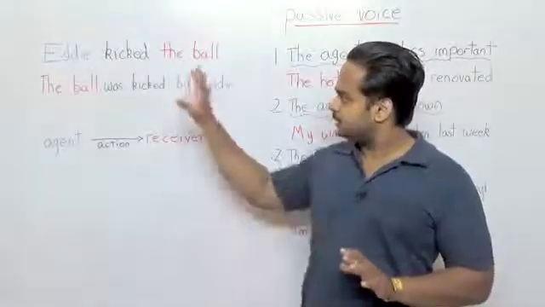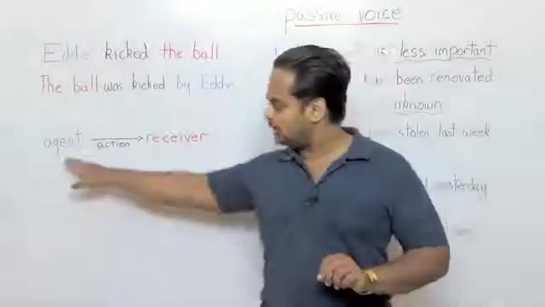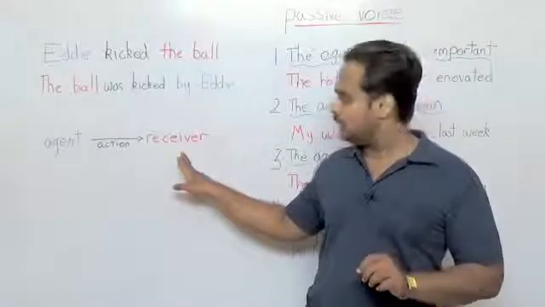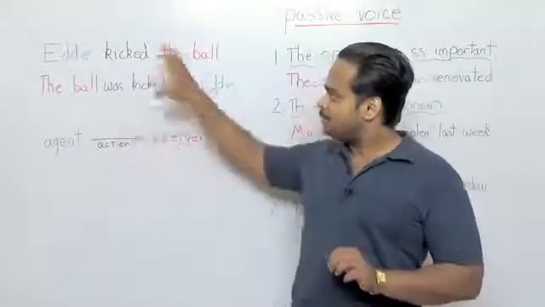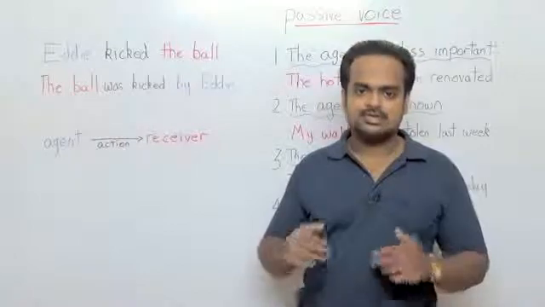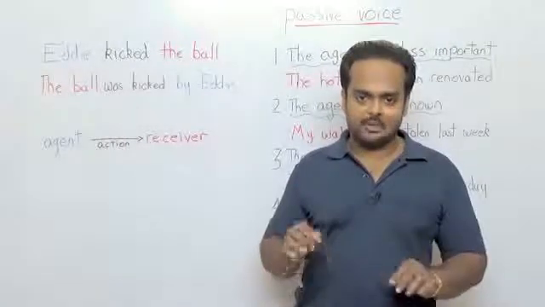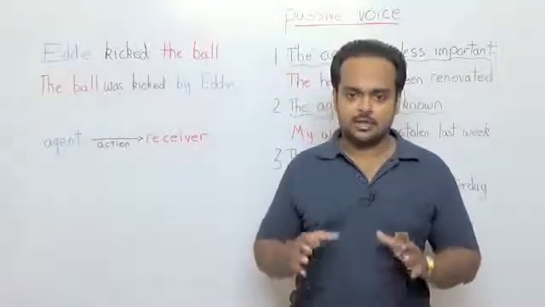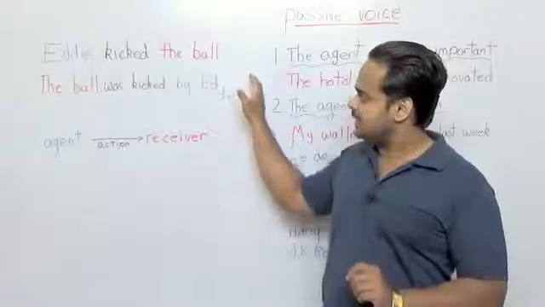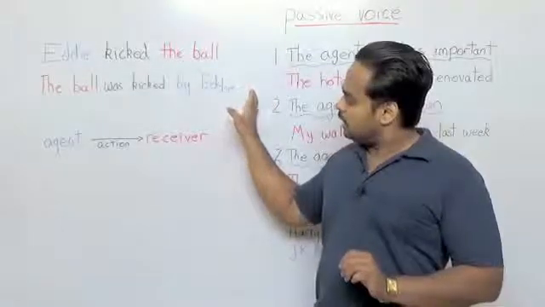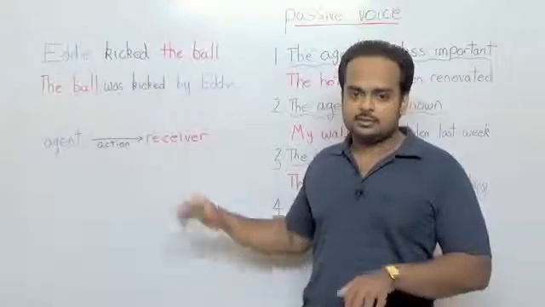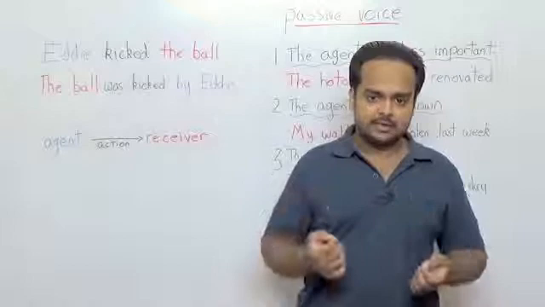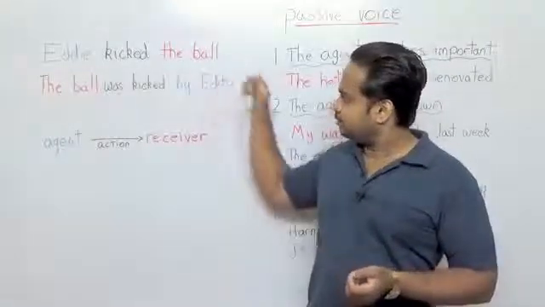We're going to split these sentences into 3 parts called the agent, the action, and the receiver. I'll explain to you what these mean. Let's start with the action. In both of these sentences, the action is kick. So the basic verb is kick. The agent is the person or thing that does the action, and that is Eddie in both sentences. The receiver is the person or thing that receives the action. In this case, it's the ball that receives the kick, so the receiver is the ball.